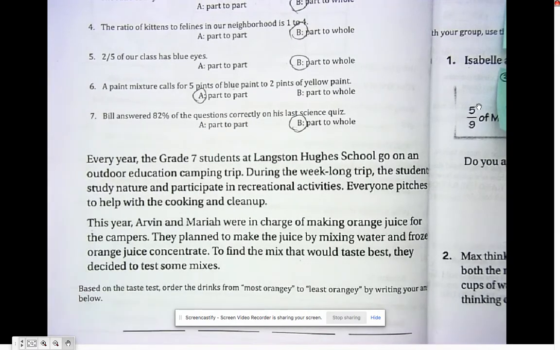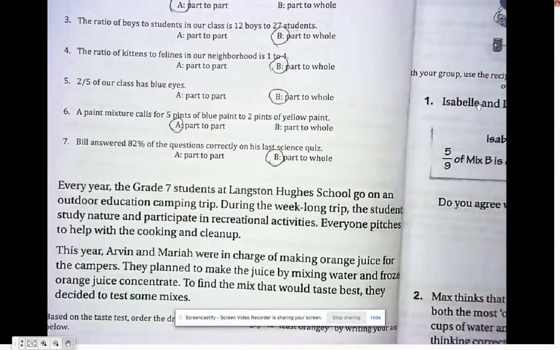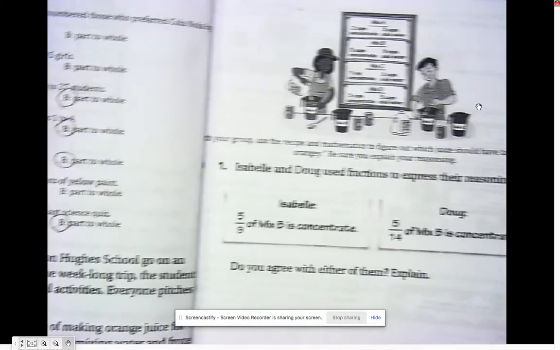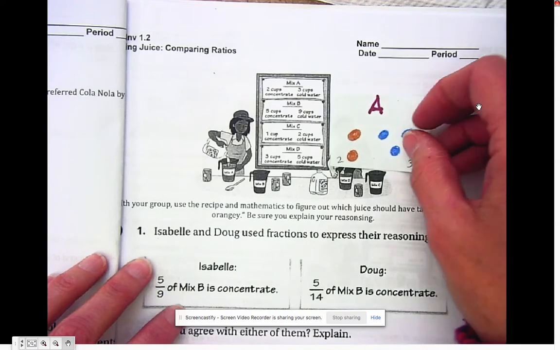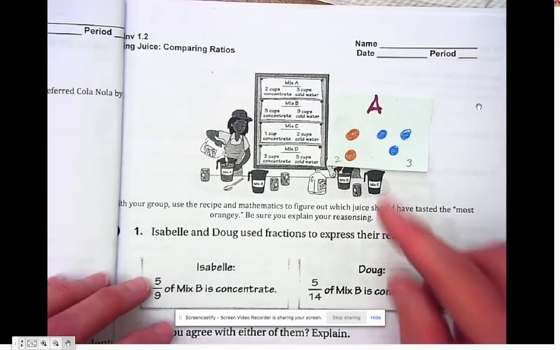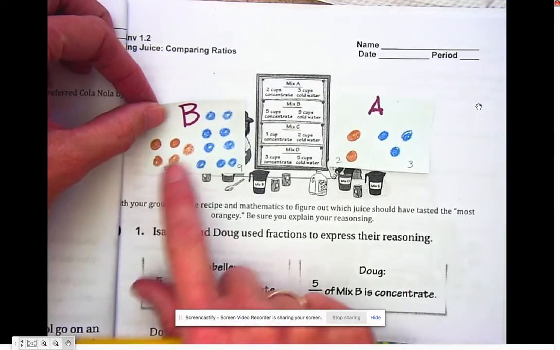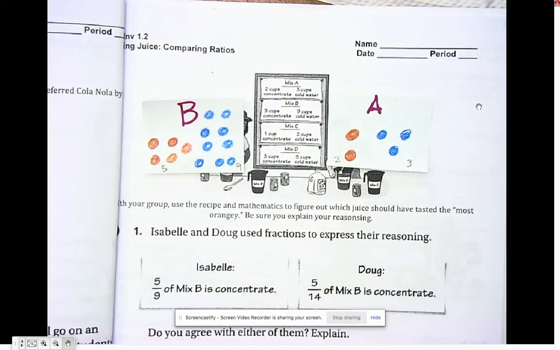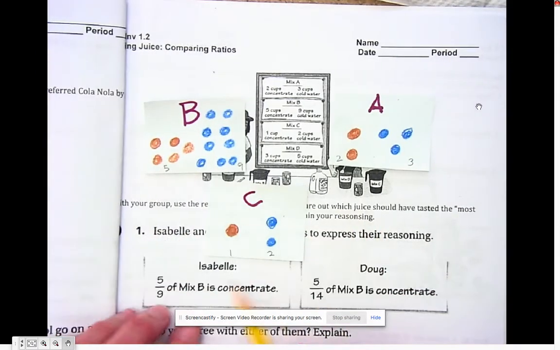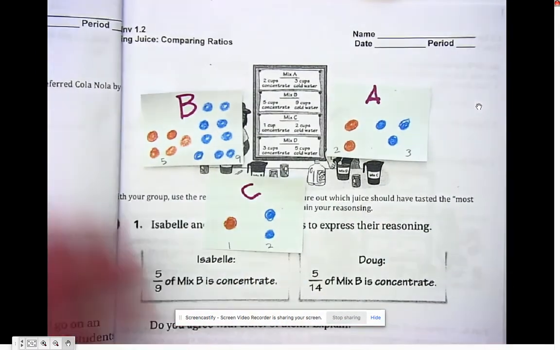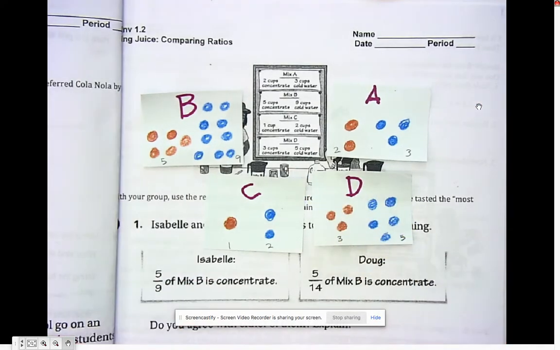Okay, so we've got a couple different mixes that we were going to try and use, and the recipes are over here. Mix A would be a combination of 2 cups of the concentrate, the orange stuff, to 3 cups of water. Mix B, we're going to put 5 cups of concentrate and mix it with 9 cups of water. To make C, I'm going to use 1 cup of concentrate and mix it with 2 cups of water. And to do D, I'm going to mix 3 cups of concentrate and 5 cups of water.